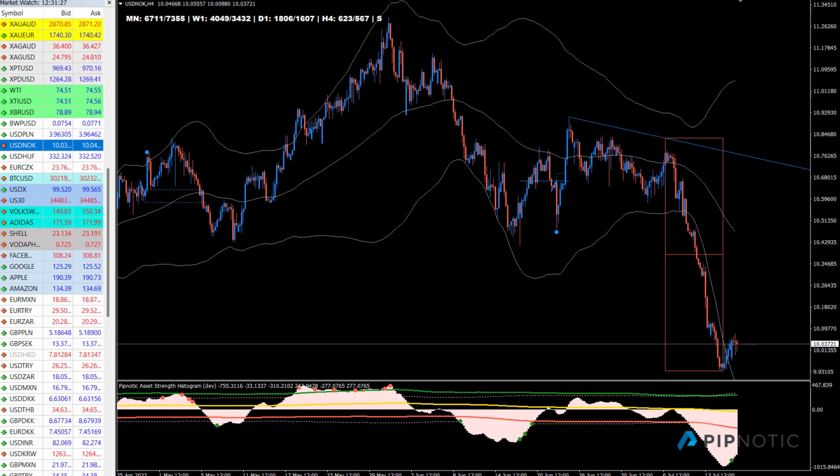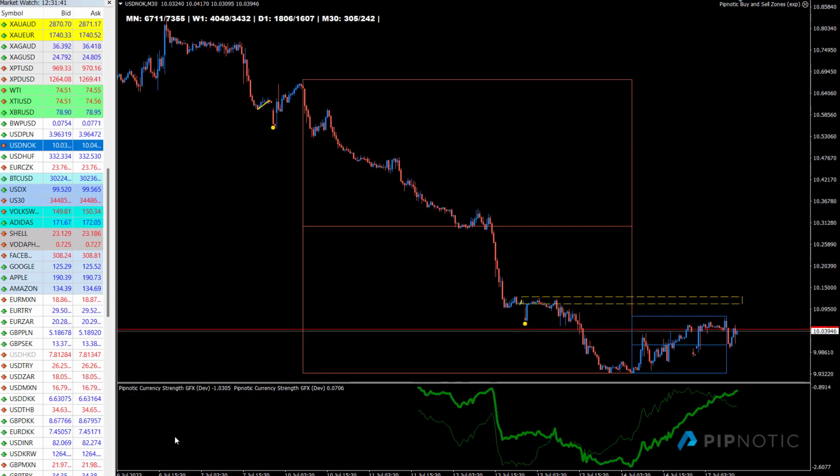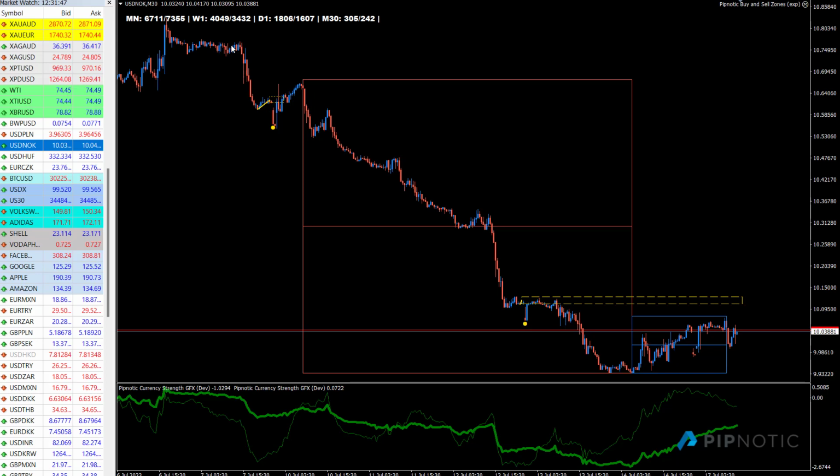A bit of a price inefficiency. We're probably going to move up to around here. Okay, this seems to be a pretty price sensitive area. So looking for that pattern here. Now we're not really doing anything. We need to break structure, and we can't really see anything on the 15-minute chart.